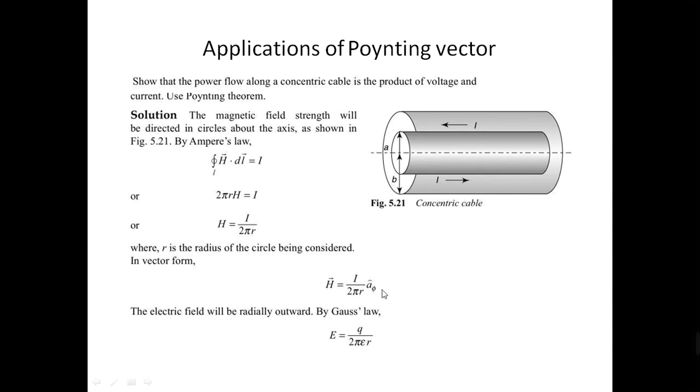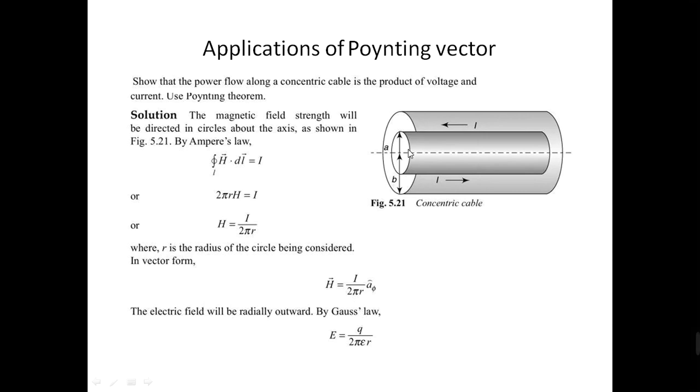It's the phi direction. That means here I considered a cylindrical coordinate system, because this concentric cable is in the cylindrical form. If I assume that the axis of the cylinder is along z direction, then this cross-sectional area is perpendicular to z direction. The direction of the magnetic field is along phi direction. So in the vector form, H is equal to I by 2 pi r, with the magnitude along phi direction. Is that clear? Now the electric field will be radially outward.